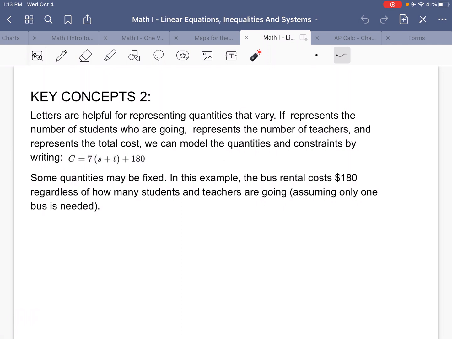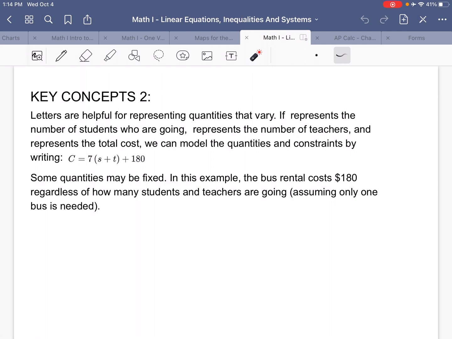Now, letters are helpful for representing quantities that vary. Since the number of students and teachers can vary, making the total cost vary, it might be more helpful for us to write a mathematical model like this. Our total cost is a variable, but it's equal to 7 times the total number of people, students and teachers, plus that fee for the bus. The 180 for the bus, we would call that a fixed cost.